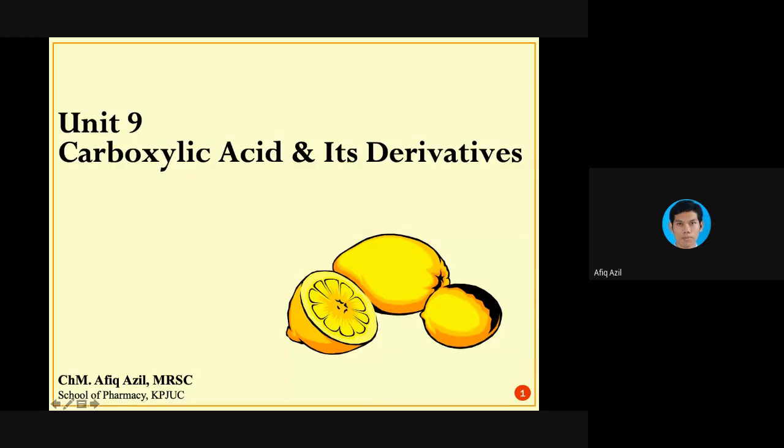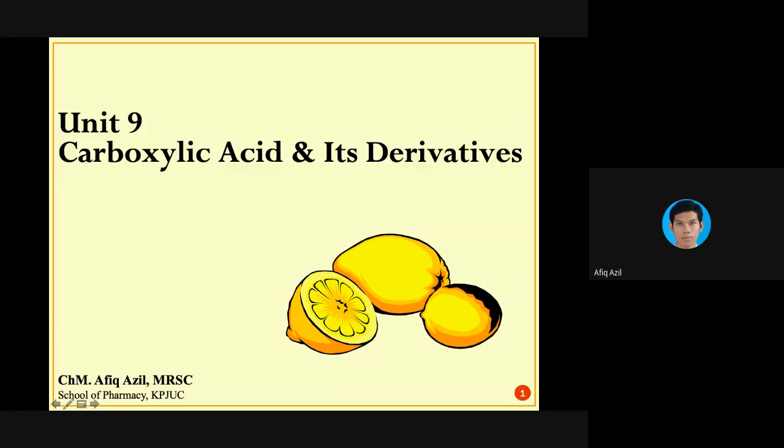So topic 9 is on carboxylic acid and its derivative. I put a picture of a lemon over there. Do you know what kind of acid is available in lemon? No, sir. You want to guess? At least try. Lemon is part of what we call carboxylic acid, sir.